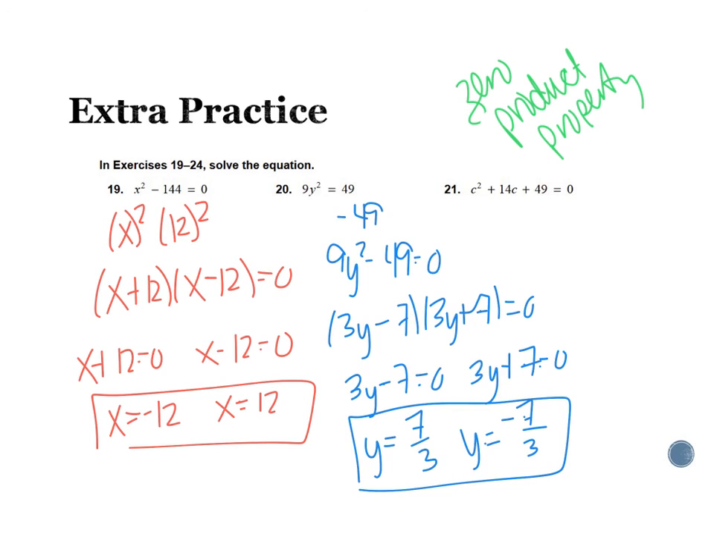And the last one down here is a perfect square trinomial. So go back and reference before, but I'm going to tell you it's going to factor into c plus 7 squared. You only need to set c plus 7 equal to 0 once because they're going to have the same answer. Just remember way back we did call that a double root.